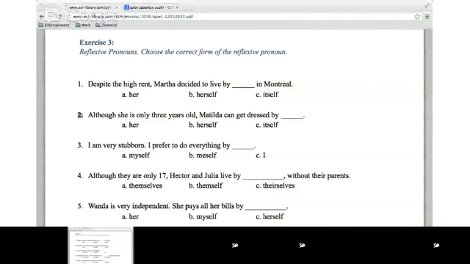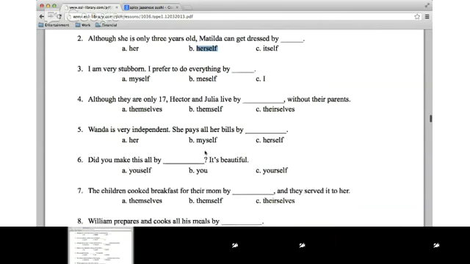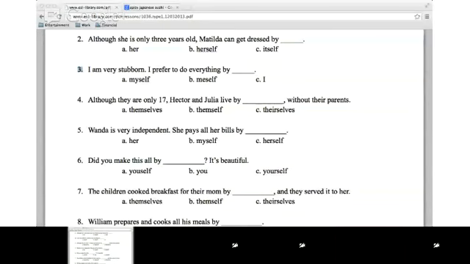This is for Amparo. Although she is only 3 years old, Matilda can get dressed by herself. Good. Yes, Matilda is a woman, so it is herself. Okay. How about number 3? Number 3 is for Jada. I'm very stubborn. I prefer to do everything by myself. Okay, good. Yes, by myself.